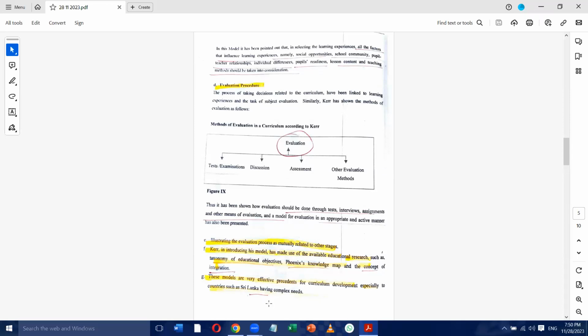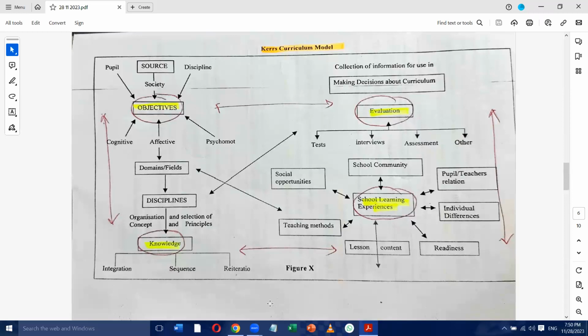Okay, now this is Kerr's model. You can see how they are related. So I have taken all these things. This is the overall view of Kerr's curriculum model. You can see the objectives here. That is the first one. Then the knowledge. Then from that you get the school learning experience, and from that you have the evaluation, and all four are interconnected, and these cross connections are also there.